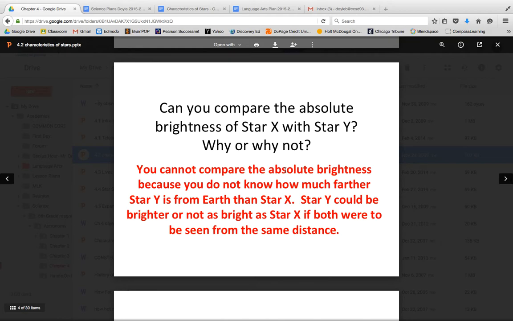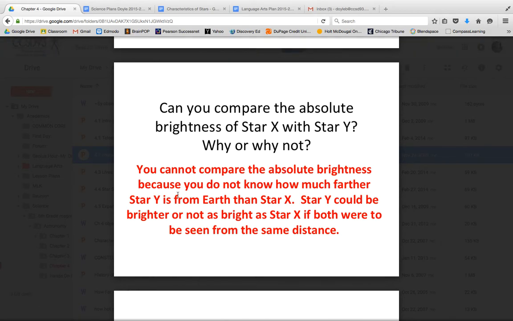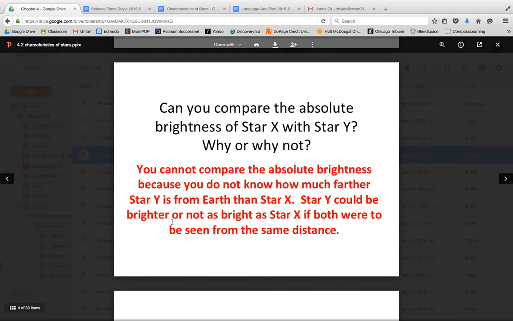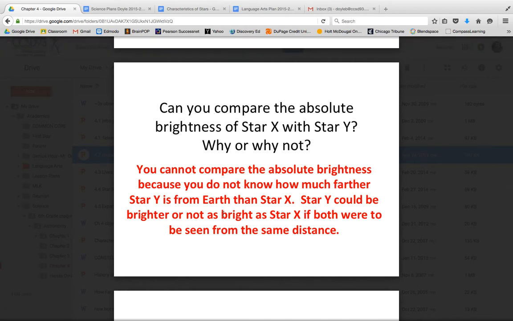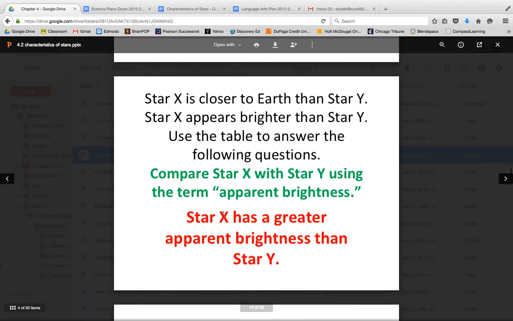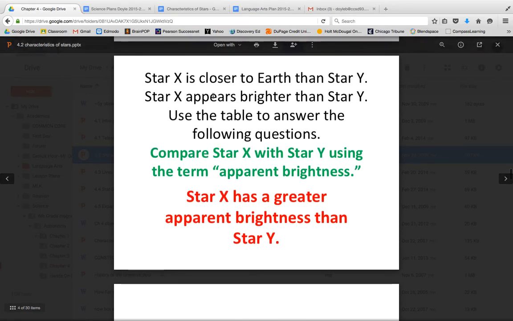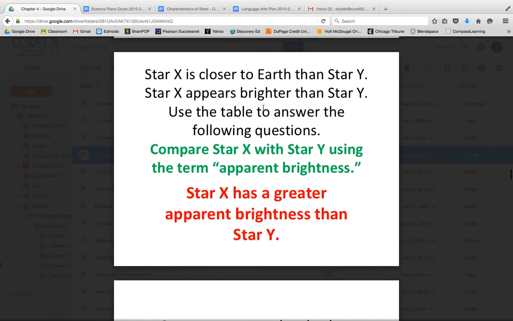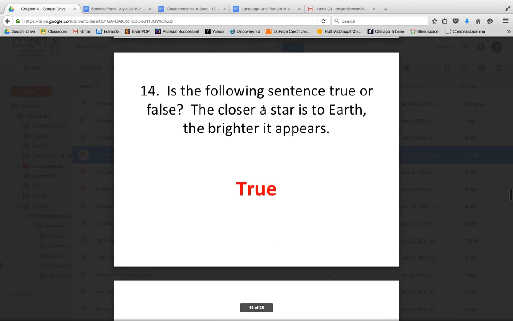You can't really compare their absolute brightness because you do not know how much farther star Y is from Earth than star X. Star Y could be brighter or not as bright as star X if both were to be seen from the same distance. So it might just be that star X is just a lot closer, and that's why it appears brighter. The closer stars are to Earth, the brighter they appear.